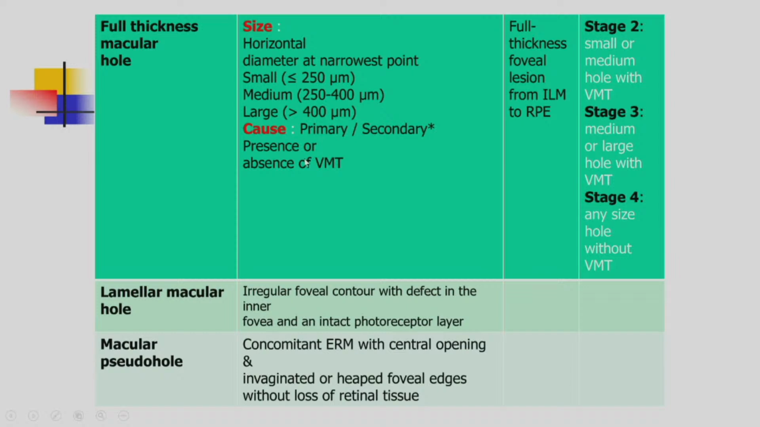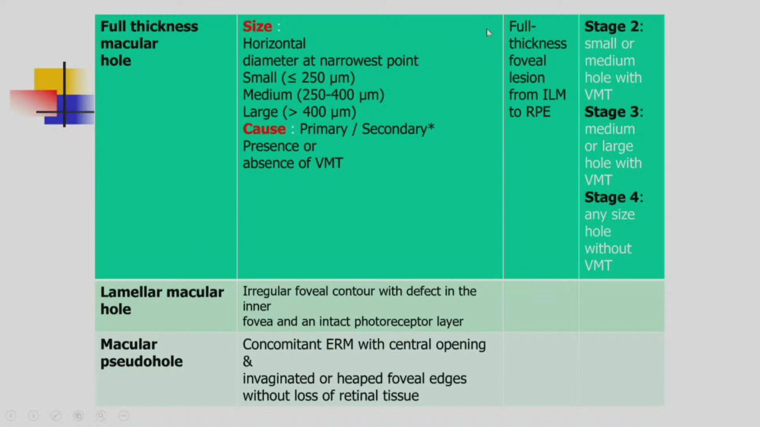Although in our clinical practice, we rarely see small macular holes. We always see extra large macular holes. Most of the macular holes we operate, they are 1000 microns or 1400 microns. But internationally, you should know 250 and 400.